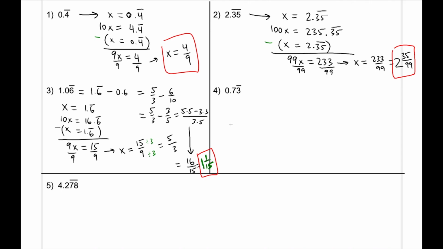Right, for question number 4, again, what we want to do, we want to eliminate a digit right after the decimal point that's not repeated. Right, and notice that 7 is not the same number as 3, so we need to get rid of it somehow. So what we could do, we could write it as 0.3 repeated plus 0.4. Now what does that do?